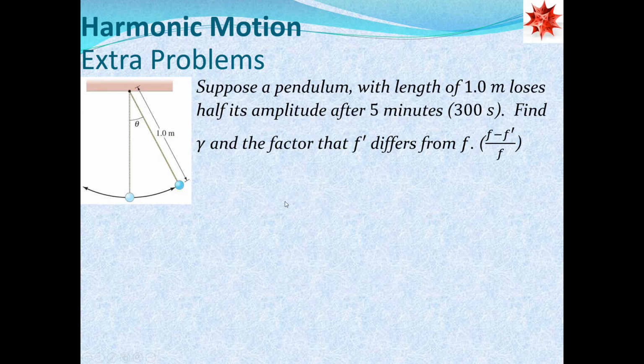All right, so this is practice with seeing how you would use the whole damping function. So here is a pendulum, and we want to know what is the damping factor if it loses half its amplitude in 300 seconds. And then we want to figure out essentially the percent error of the frequency. So how much does the frequency actually differ after these 5 minutes? You can pause the video and work on this yourself. We'll go over it in a second.